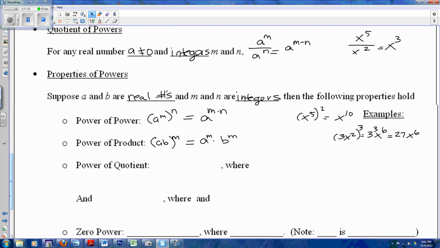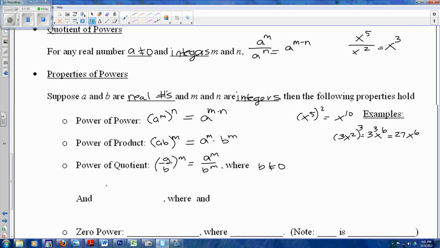And then power of a quotient. Quotient means divide. So if we have a over b to the m power, then it's going to go to both the top and the bottom. So a to the m over b to the m. And here we just can't have b equal 0, so b is not equal to 0 because we can't divide by 0.